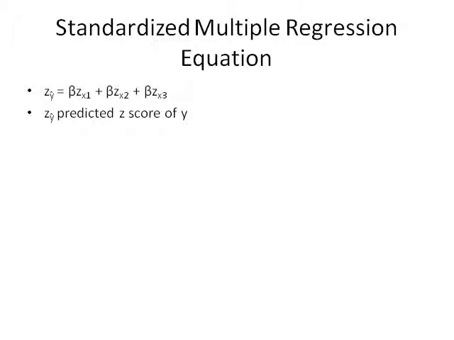prediction. Also, the constant disappears from the standardized multiple regression equation because the regression line passes through the origin of the graph. Remember that for any set of z-scores, the mean is equal to 0. Thus, the y-intercept is also 0 when the z-scores of all predictors are simultaneously equal to 0.